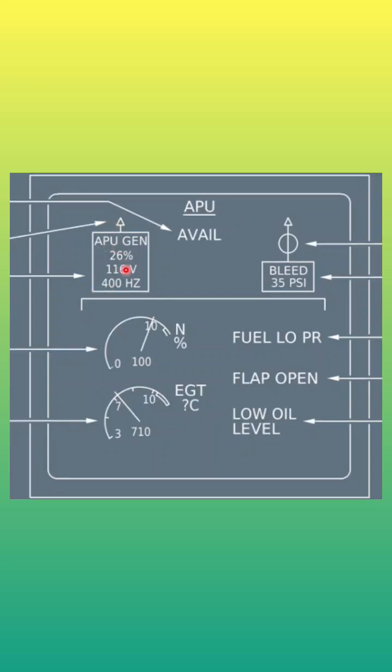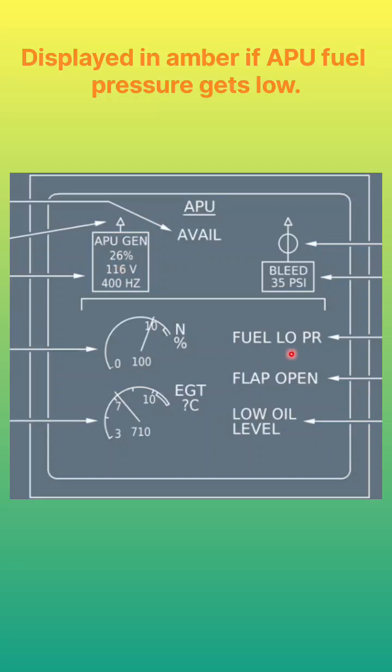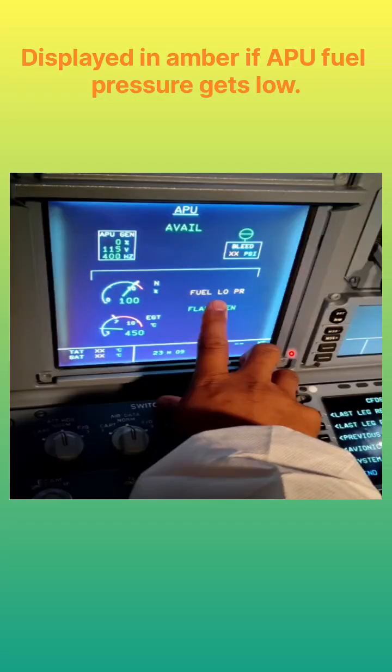This is about the APU generator parameters. This is also available on the electrical page. Here you will find the fuel low pressure. You can see it like this: the amber fuel low pressure indication displays in amber if the fuel pressure gets low. I have already uploaded a video recently about the troubleshooting and what I have done about this, so just watch my YouTube channel.